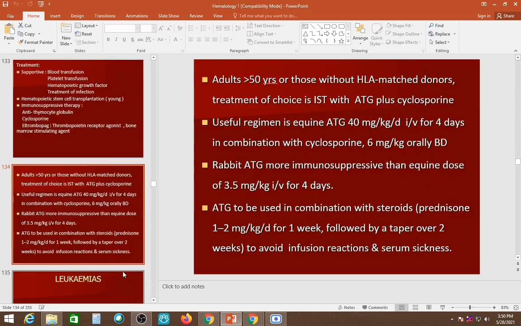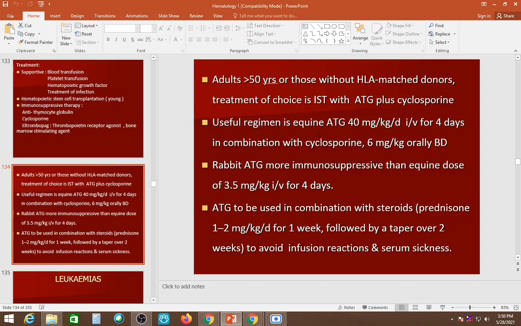So they say here that adults above 50 years or those without an HLA matched donor, the treatment of choice is the immunosuppressive therapy. Okay? Even in the young, if they don't have an HLA matched donor, they can go with this immunosuppressive therapy that consists of ATG plus cyclosporin.